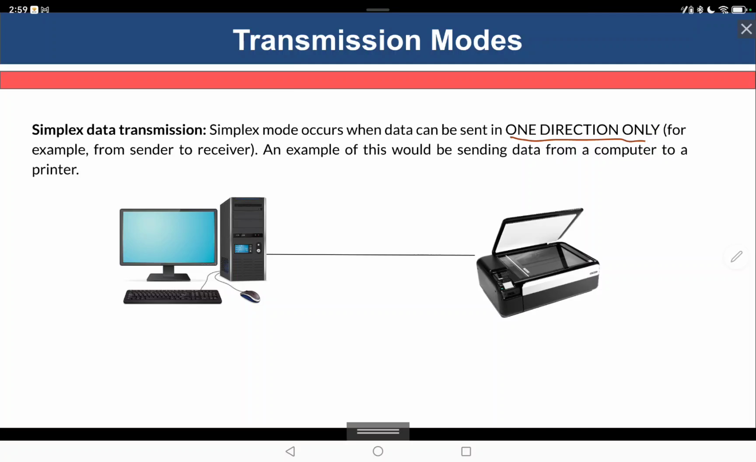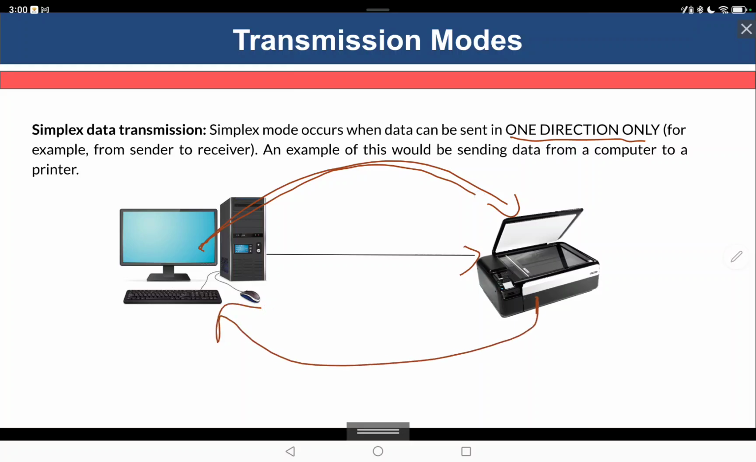Data can only be sent in one direction only. For example, when we are sending data from the computer to the printer, the data can be sent from the computer to the printer, not from the printer to the computer. So the data can only go in one direction. Data cannot be received in the other direction. So that is simplex.